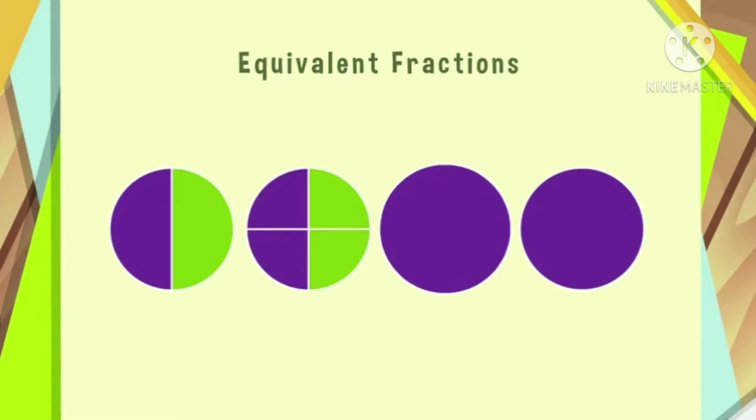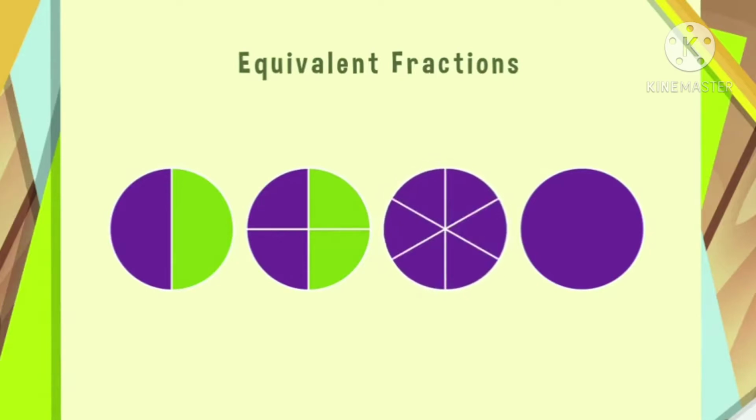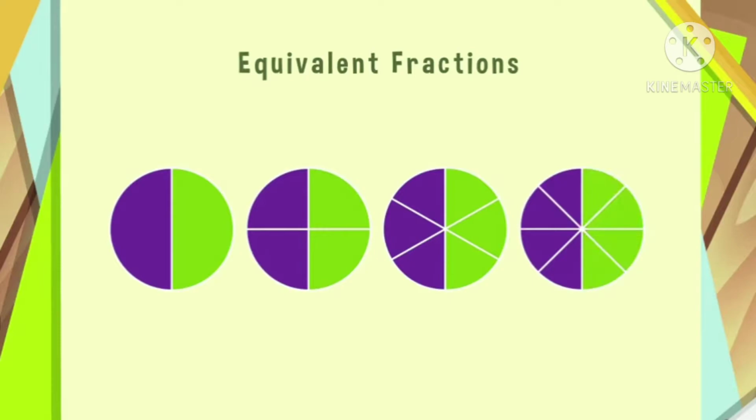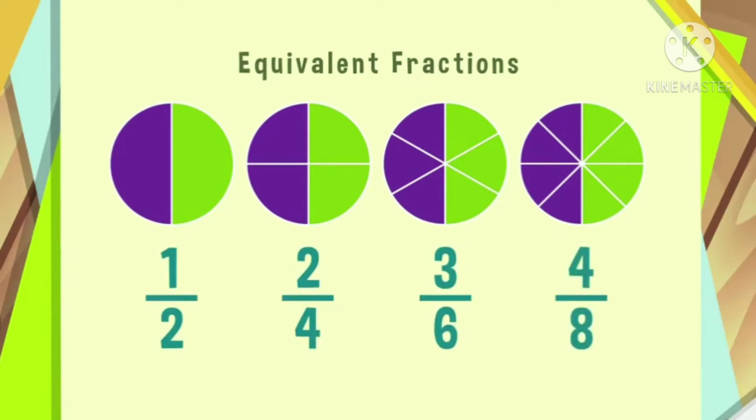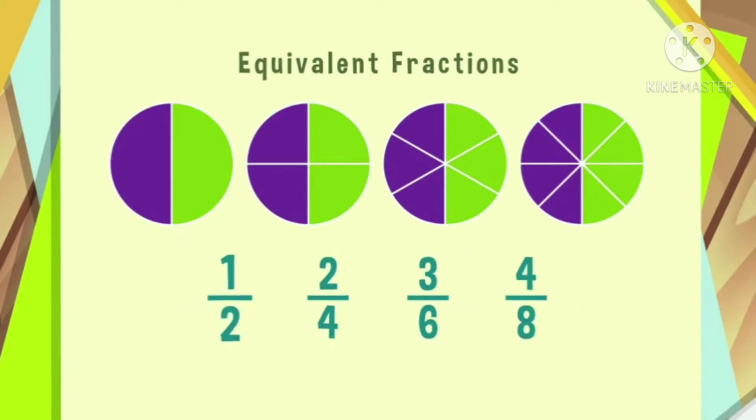Now, divide the third circle in 6 equal parts and shade 3 parts. Lastly, divide the fourth circle in 8 equal parts and shade 4 parts. We can observe that the same part of the circle is shaded in all the figures. Thus, 1 upon 2, 2 upon 4, 3 upon 6, 4 upon 8 represent the same portion of the circle and are equal. 1 upon 2 equals 2 upon 4 equals 3 upon 6 equals 4 upon 8.